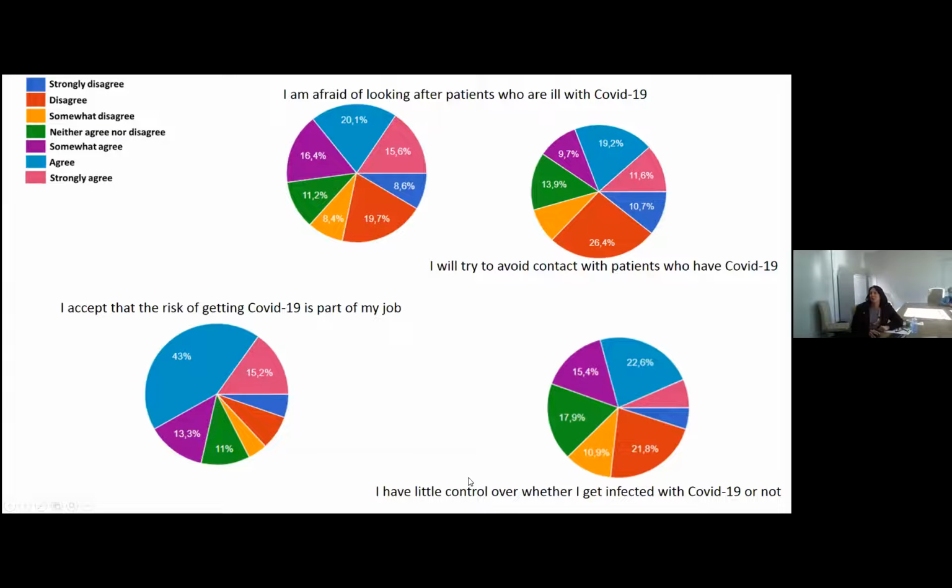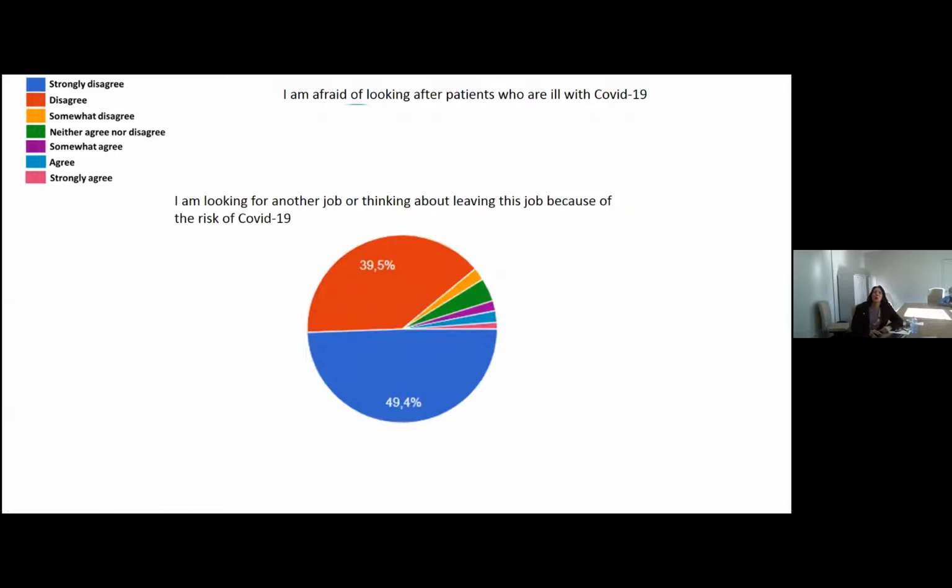They have little control. It's split evenly. Healthcare workers, part of them thought they had little control, but part of them disagreed that they had little control. It's not like fatalists. Probably they feel they have control over getting infected or not with it. And whether they're looking for another job or thinking about leaving this job because of COVID, the majority answered no.